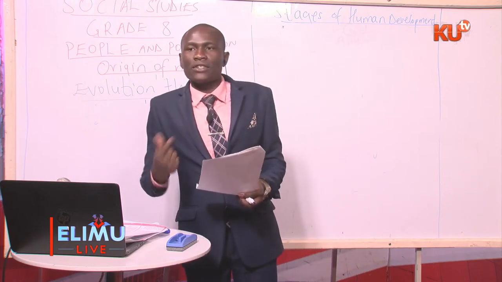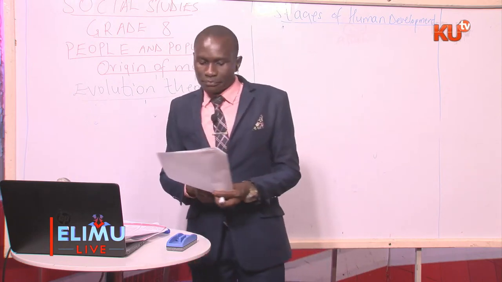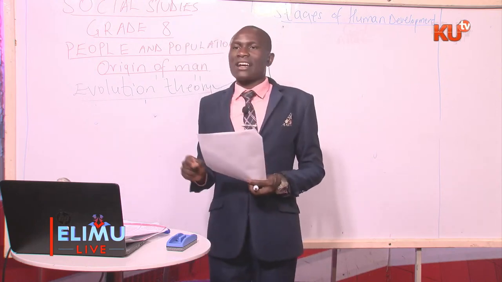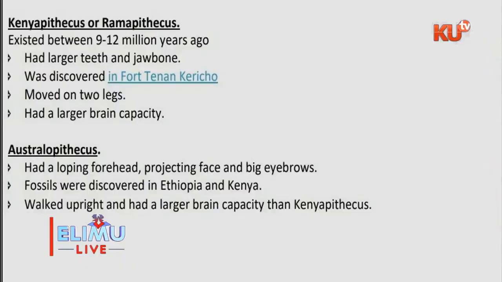We will also be looking at the diagrams of these creatures as we move, so that they will assist you on how to identify the first creature from the second creature. The third creature after Dryopithecus is what we call Kenyapithecus, or Ramapithecus.